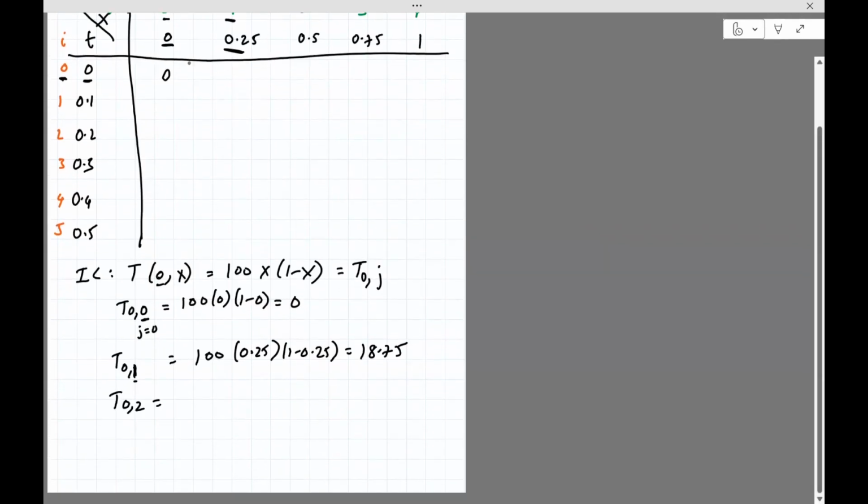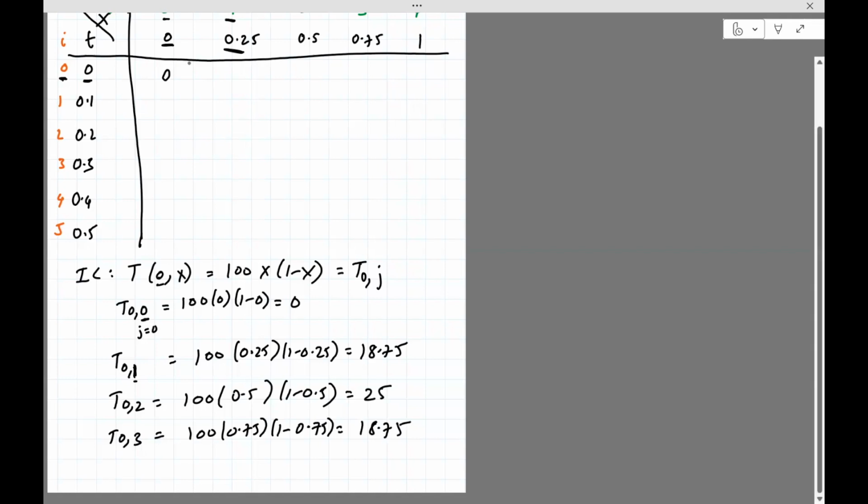T(0, 2): 100 times the next value, 0.5, times (1 minus 0.5) comes out to be 25. This is actually a symmetric profile, so T(0, 3) will be the same value as for 0.25, 18.75. Then T(0, 4) is 100 times 1 times (1 minus 1), which is 0.